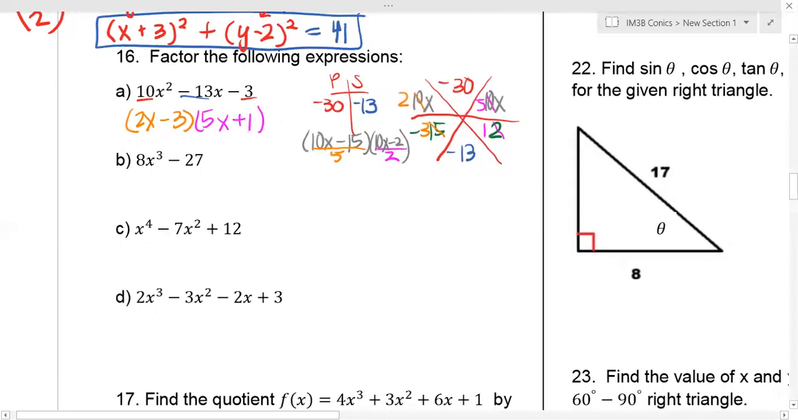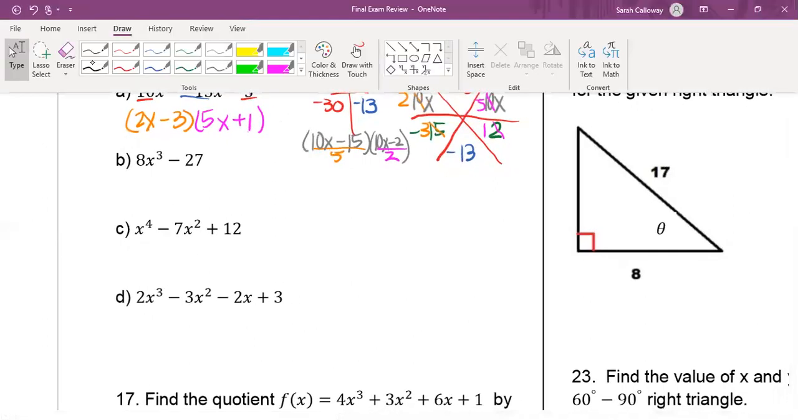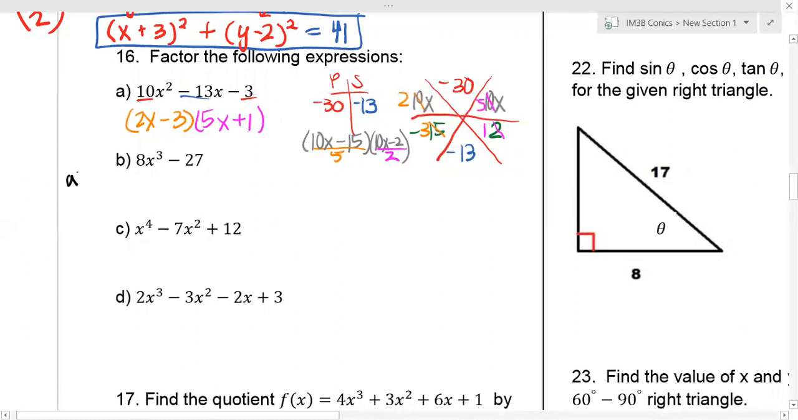For B, it's a difference of cubes. And so this is the form A cubed minus B cubed, and that works with the pattern A minus B times A squared plus AB plus B squared. And remember that if that was a plus instead, what would change is that these two would switch. So it would be plus here, minus here, plus here always. And remember, we had the acronym SOAP, same, opposite, always positive.